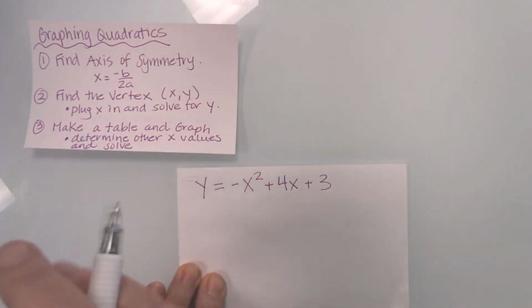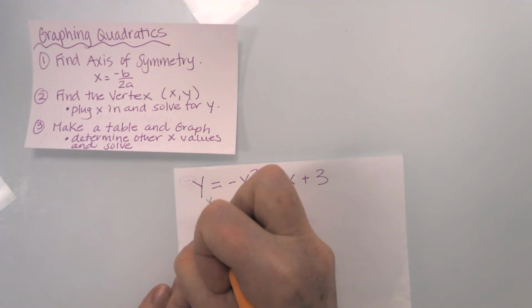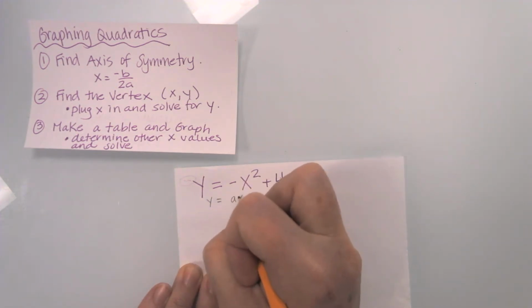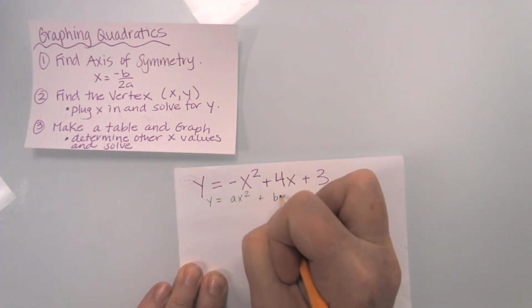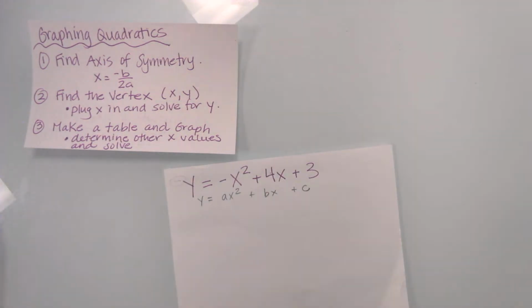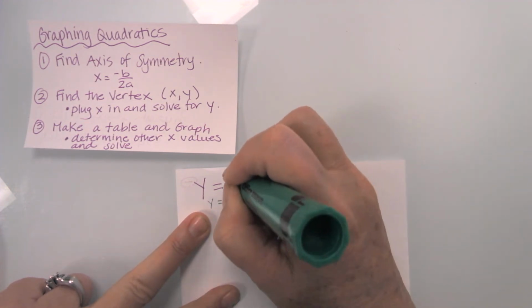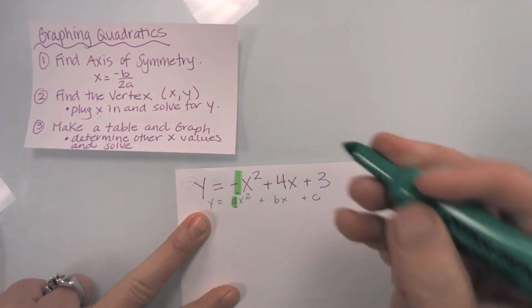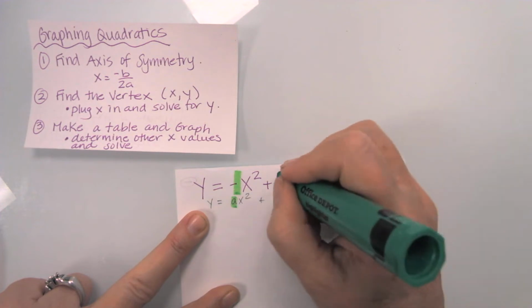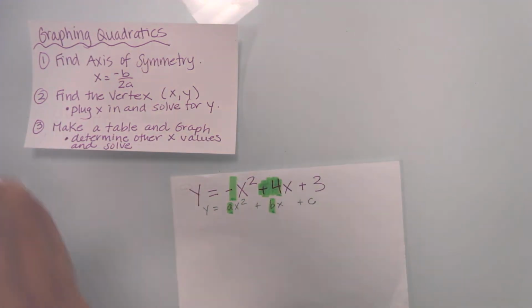Now, to help me to solve this type of problem, what I do is I very lightly write y equals ax squared plus bx plus c. So I make sure I know what my terms are. So notice that a here is going to be a negative 1. Then I notice that my b is a positive 4. That's going to help me with my first step.